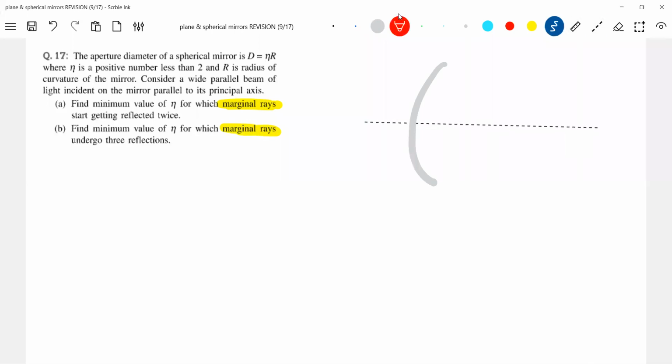If the rays are incident, if these are marginal rays, I'll call it, all will not meet at the focus. If paraxial rays are there, they'll meet at the focus. So this is what happens. That's why the spherical mirror we don't use in any application. We always go for parabolic.